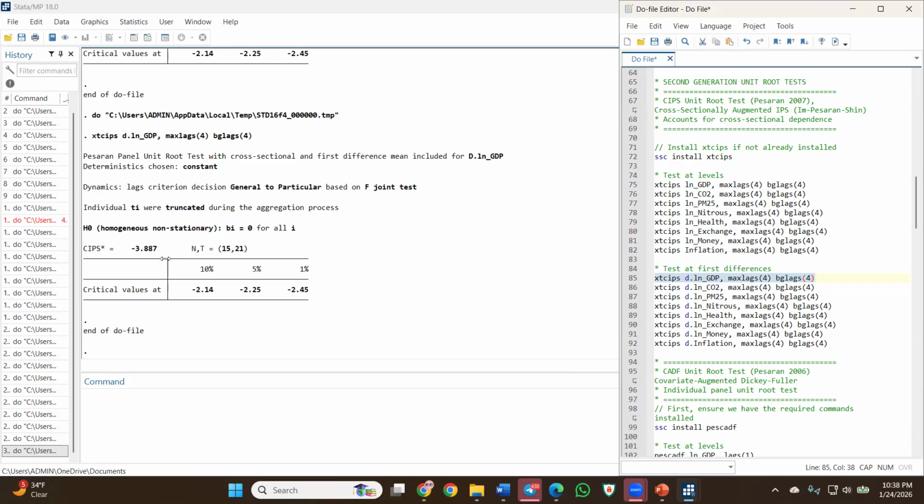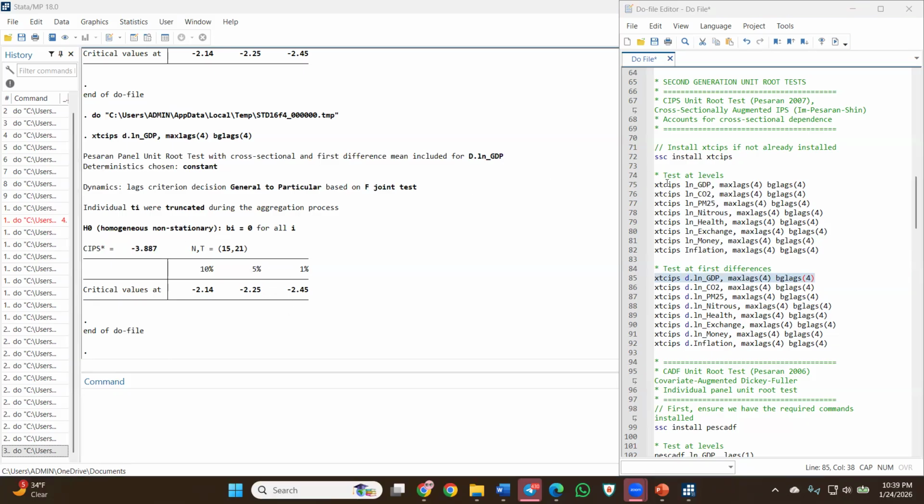So what does this mean? The first difference, GDP, someone should interpret this result for us. Is it stationary or not? Stationary. Why are you saying it's stationary? Because the test statistic is greater than all the critical values.